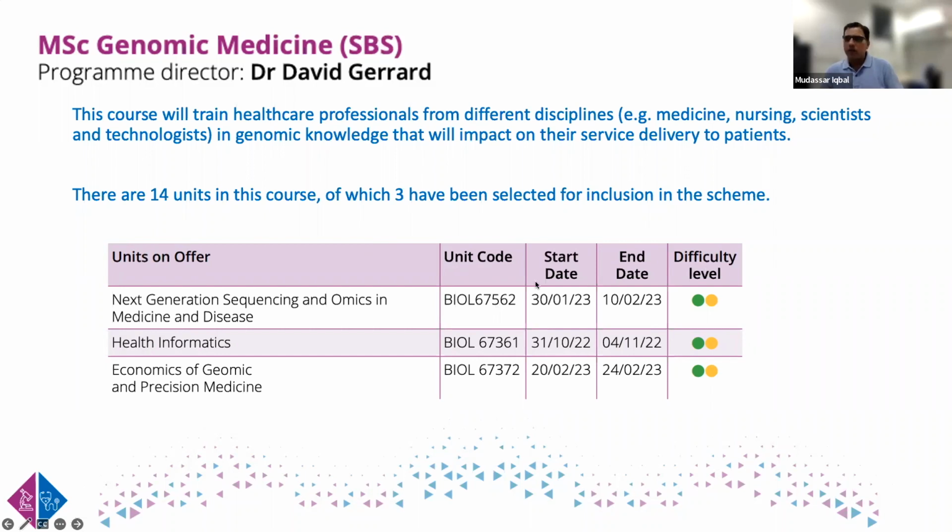Health Informatics is very similar to the one we mentioned on the PG Cert, so I won't go into more detail. Economics of Genomics and Precision Medicine is an interesting one. If you are interested in the economics of modern-day healthcare, this is a useful unit. It involves critical appraisal of model-based evaluations or interventions relevant to human genomics. So there it is. Next one.